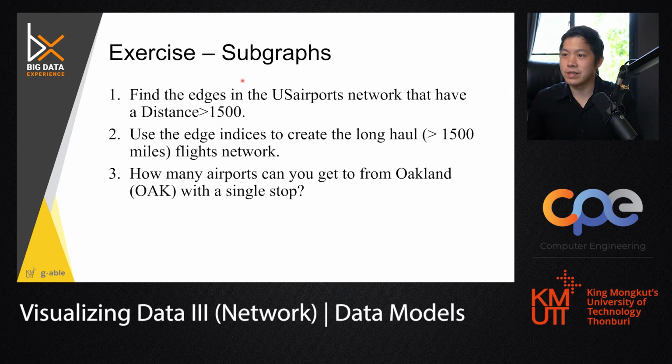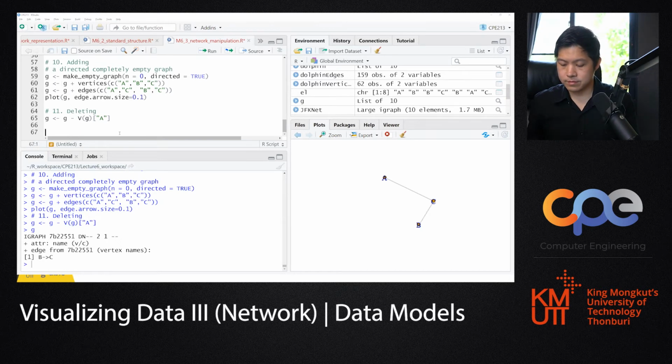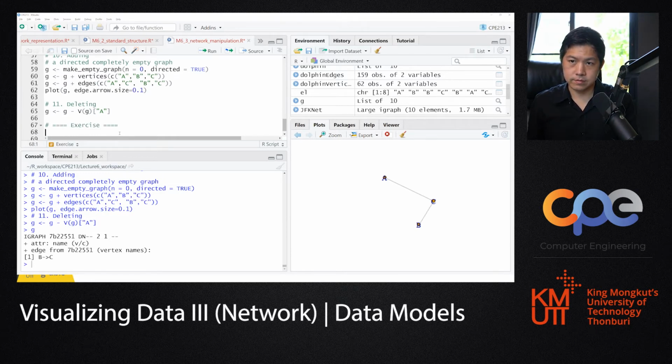Right. So first we need to identify the edges in the US airport network that have distance more than 1,500. How do we do that? Let me create a separate section. Exercise. When you use it in this format, RStudio will create a section for you. You can jump between sections in this case. It's easier to navigate to the code.